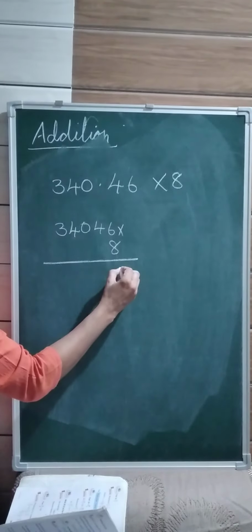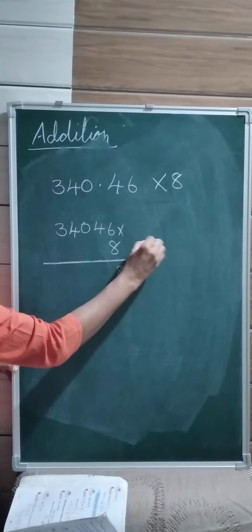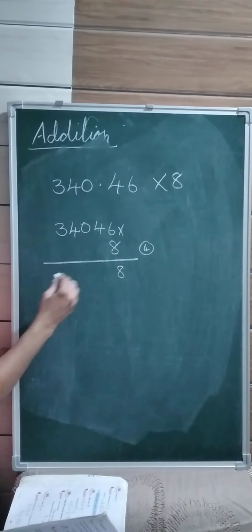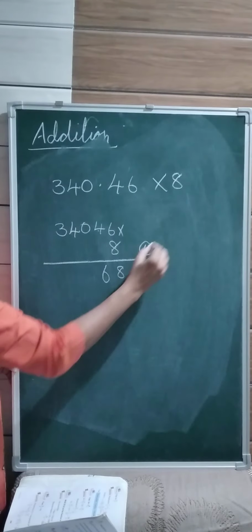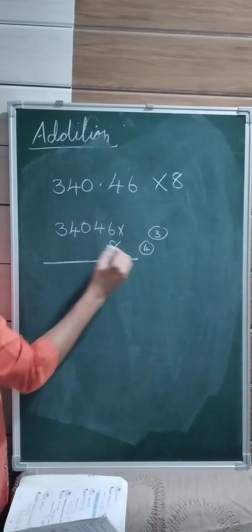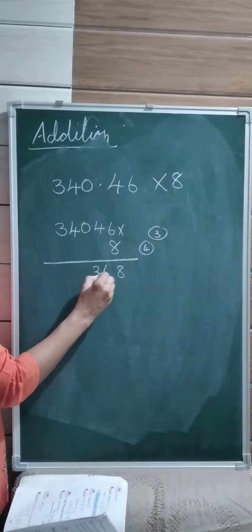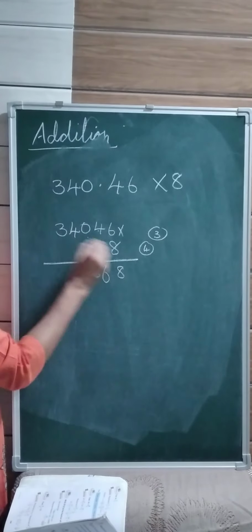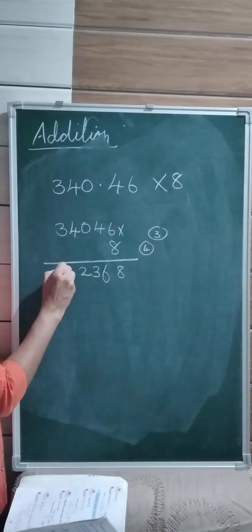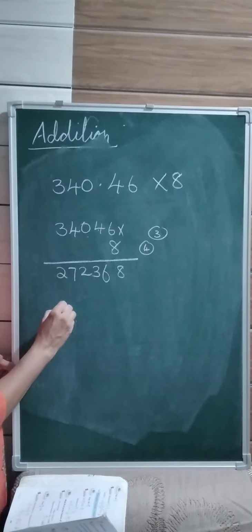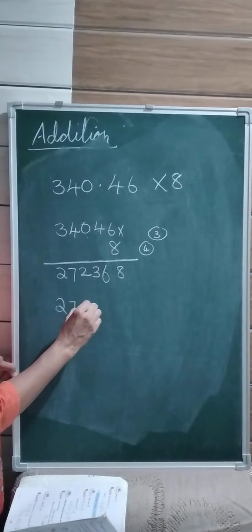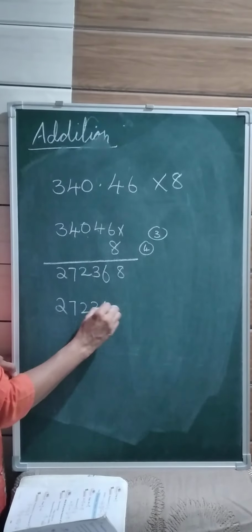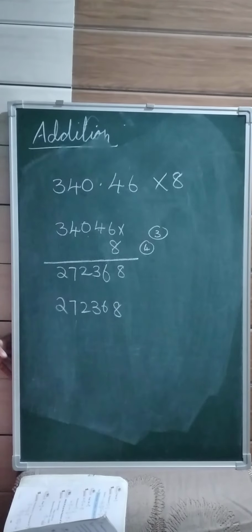6 8s are 48, 4 8s are 32 plus 4 is 36, 8 0 0 plus 3 is 3, 4 8s are again 32, 3 8s are 24 plus 3 is 27. You got 2 7 2 3 6 8. This is the number after the multiplication.